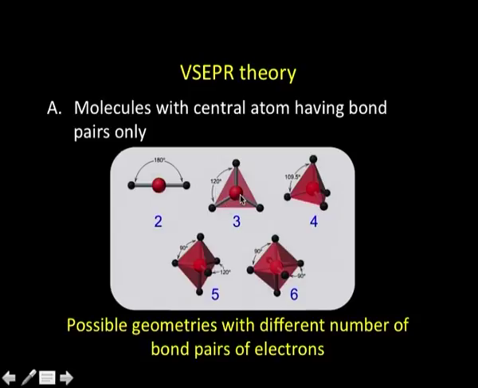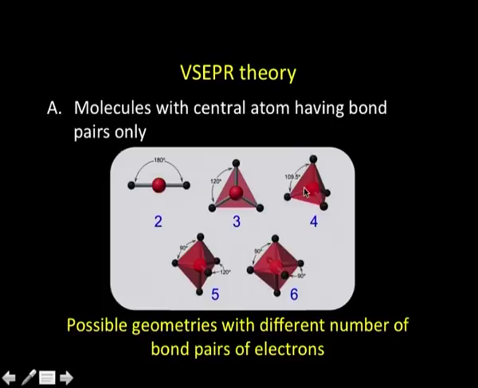One typical example is BF3, and this will be a trigonal geometry there. And suppose there are four such bond pairs around a central atom. So they will acquire what is called a tetrahedral geometry there with a bond angle of 109.5 degrees.